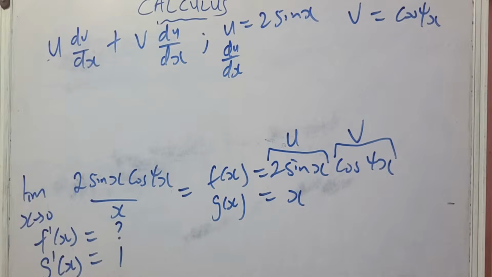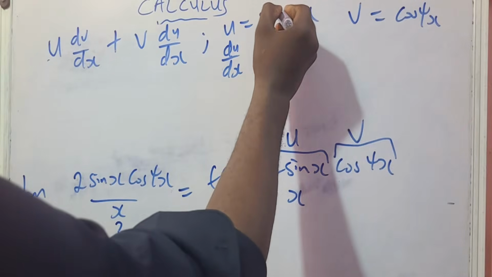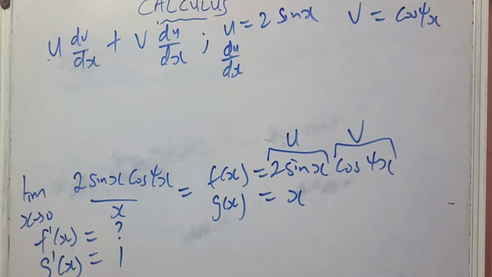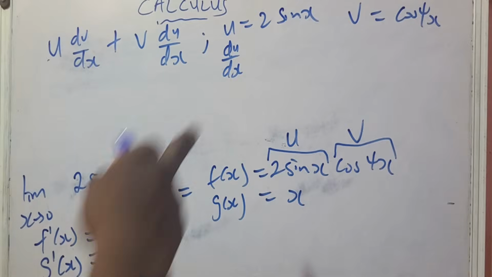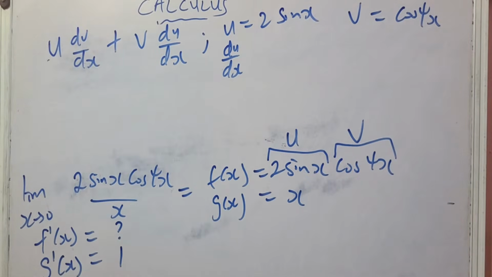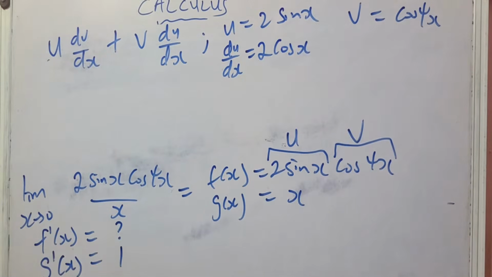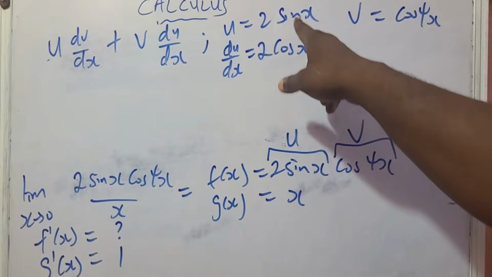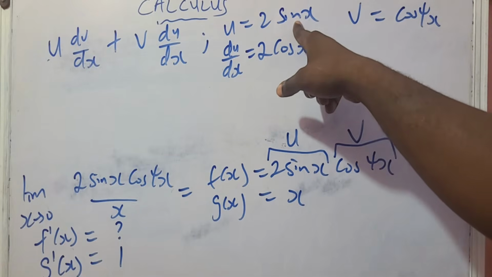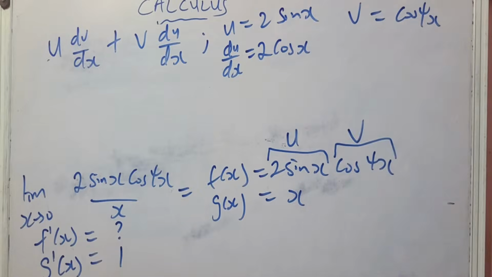So guys, what is the du over dx? This is another example of one of those things that you need to have your table handy. When you differentiate sine x, you get cos x, right? So the du over dx obviously will be 2 cos x. Very simple. This is not something you have to sweat over. This is on your table. Differentiate sine x, you get cos x.